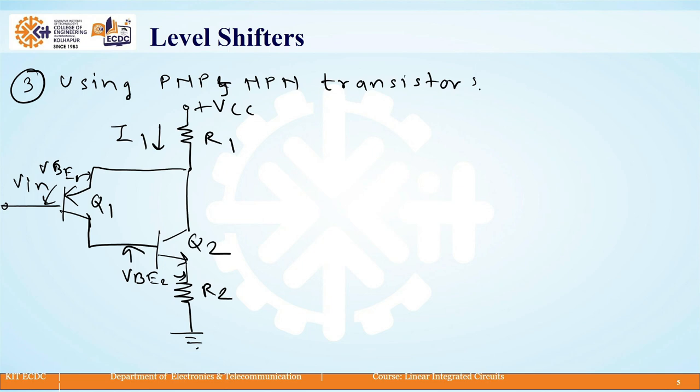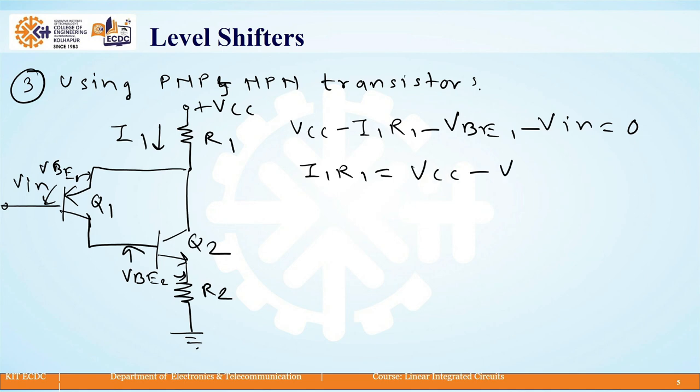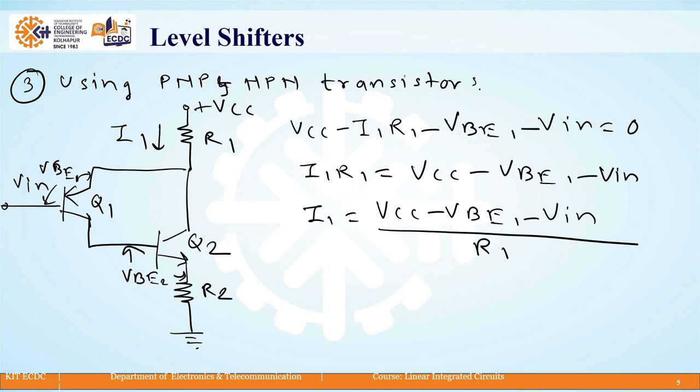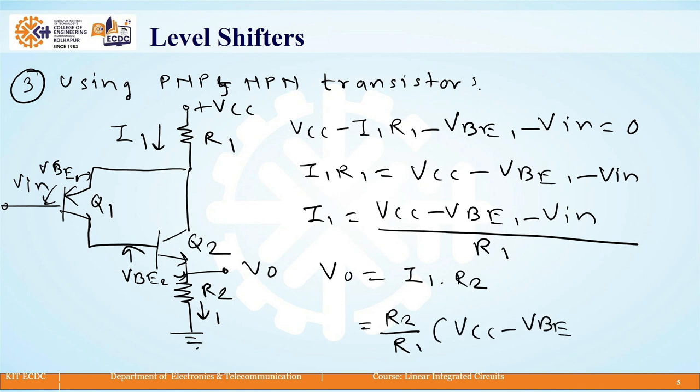Now if we apply KVL at the input side, what will be the equation? It is VCC minus I1 into R1 minus VBE1 minus Vin is equal to 0. Therefore, I1 R1 is equal to VCC minus VBE1 minus Vin. Therefore, I1 is equal to VCC minus VBE1 minus Vin divided by R1. Now, V0 is equal to how much? It is I1 into R2. So, this will give us R2 divided by R1 into bracket VCC minus VBE1 minus Vin.